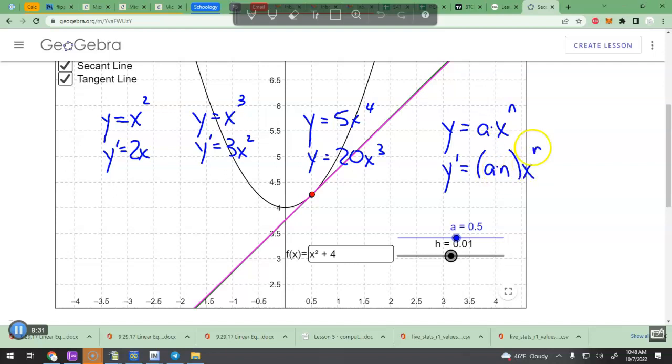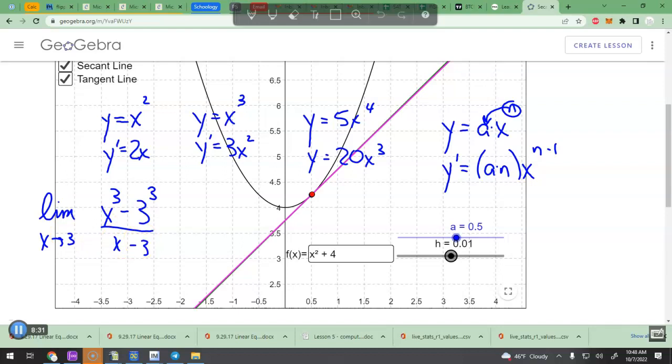So you bring down the power, you multiply by the number in front, so a times n, and then you just reduce the power by 1. That's the derivative. So the point of that is if you are given like limit of x approaches a of x to the third minus, it'd be like 3 to the third. This would be 3, let's say, over x minus 3. You can do the difference quotient.